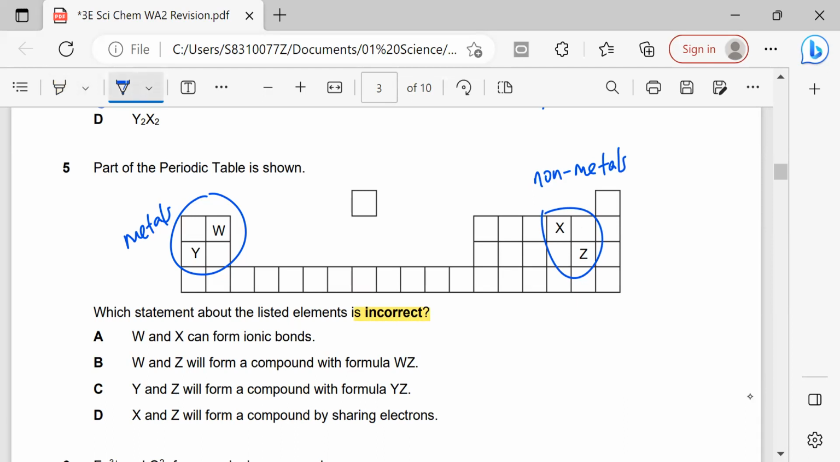W and X can form ionic bond, and this is true because W is a metal and X is a non-metal, which is true of the formation of ionic bonds. In statement B, W and Z will form a compound with a formula WZ. Let's look at this. W, because it is in group 2, will form an ion of W2+. Z, being in group 17, will form an ion of Z1-. And the compound that you will get will be WZ2.